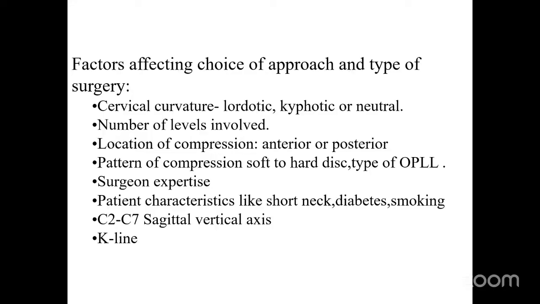Location of compression should always be in your mind, whether it is compressing the disc, which would be anterior, or is it just the ligamentum flavum from the posterior which is compressing the cord, right? Pattern of compression is equally important, soft to hard disc. Ossification of the posterior longitudinal ligament is very common in the cervical spine, and it is a culprit in many cases of compression, and it is technically very demanding to remove the ossified part away from the cord.